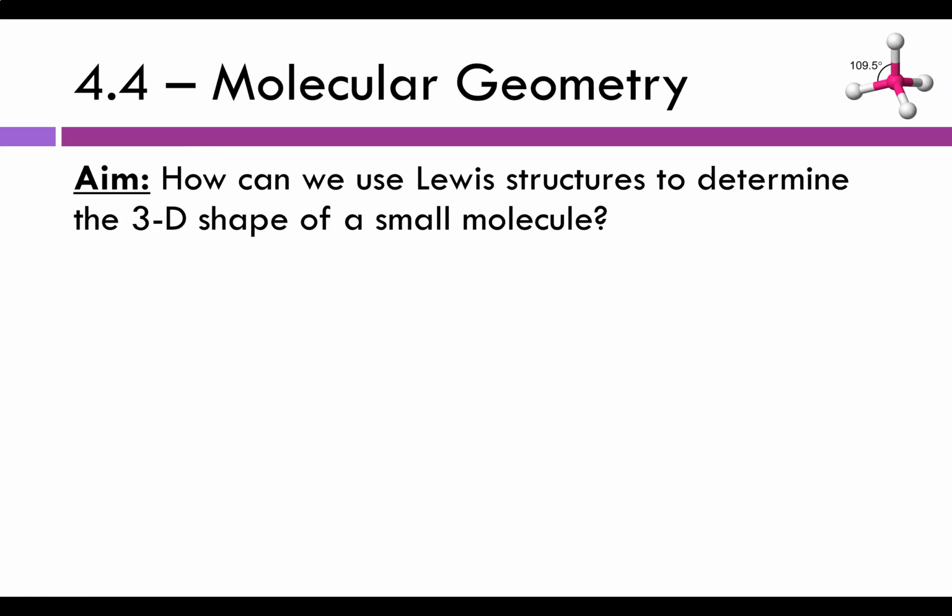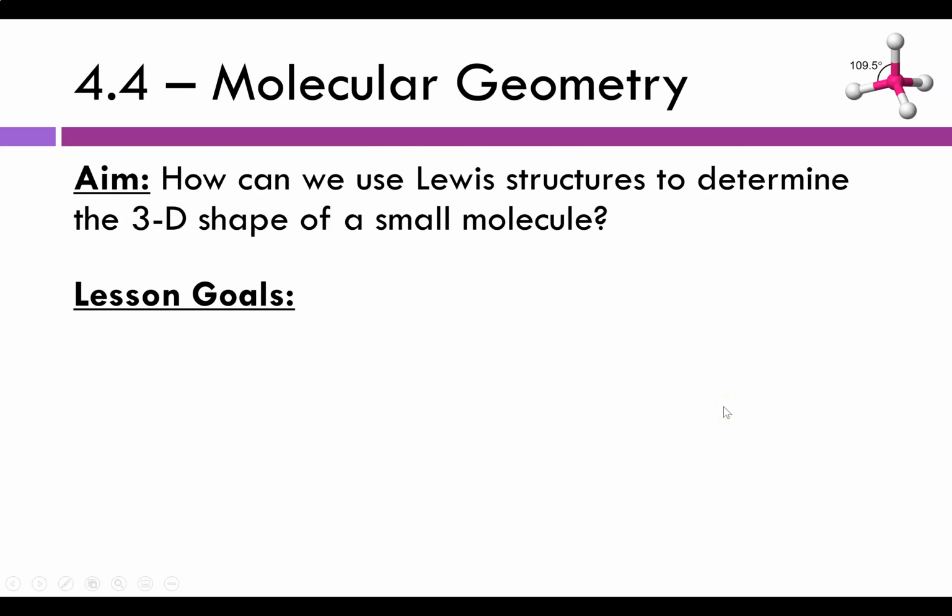In today's lesson, we're going to take the Lewis structures that we drew in the previous lesson and try to predict the three-dimensional shape of those small molecules. Most new chemists have the habit of thinking of molecules as being very two-dimensional, very flat. And that's not always the case. These have different three-dimensional shapes, and based on what we draw, we should be able to predict them.